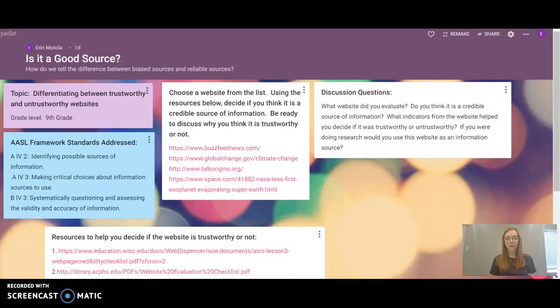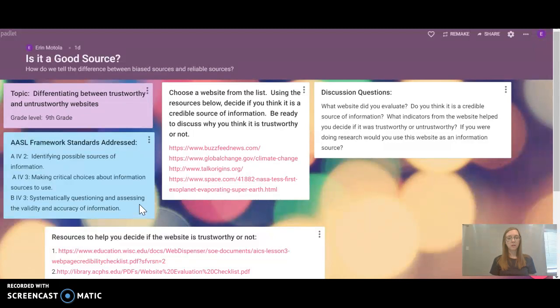Hi, this week we are going to be continuing our study on information literacy skills. And this week we are going to be talking about how to determine if a website is a good source of information and how to tell the difference between sources that have a lot of bias and sources that are credible sources of information. So we are going to be looking at each of these standards, so identifying possible sources of information, making critical choices about information sources to use, and systematically questioning and assessing the validity of these sources of information.